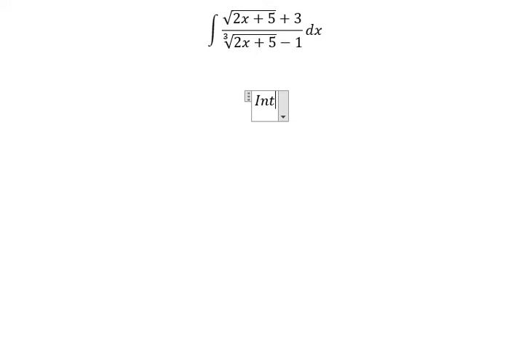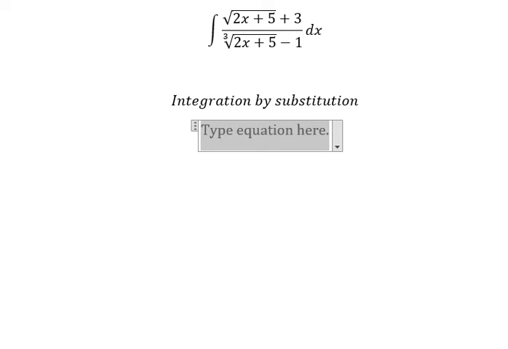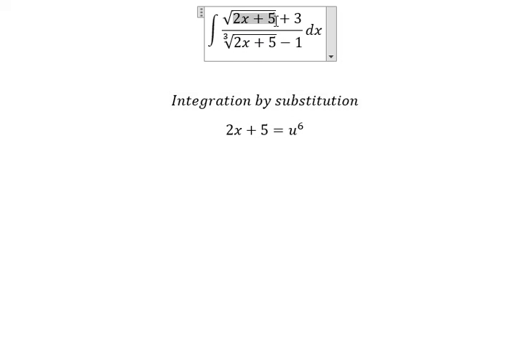We need to use integration by substitution. So I will put 2x plus 5 equals u to the power of 6, because if we put this one in here and this one in here, we can cancel the cubic root and the square root.